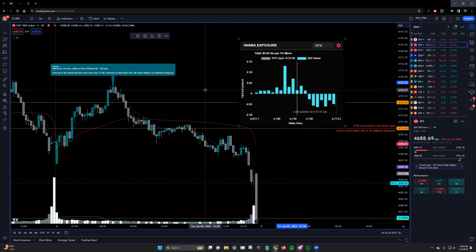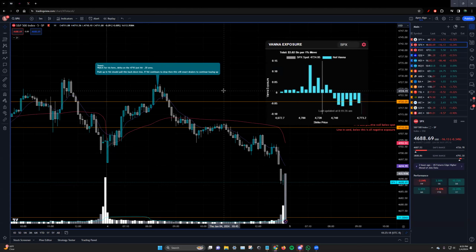So I opened up the options chain. I viewed the 4710 put. And I said, okay, these deltas finally hit 0.2. So that means this Vana is going to take effect. And I said a push up in vol should pull this back down, in my opinion. So that's the side I was leaning on. And I'll get into exactly what else I was watching. If vol continues to drop, then this will enact dealers to continue buying up.